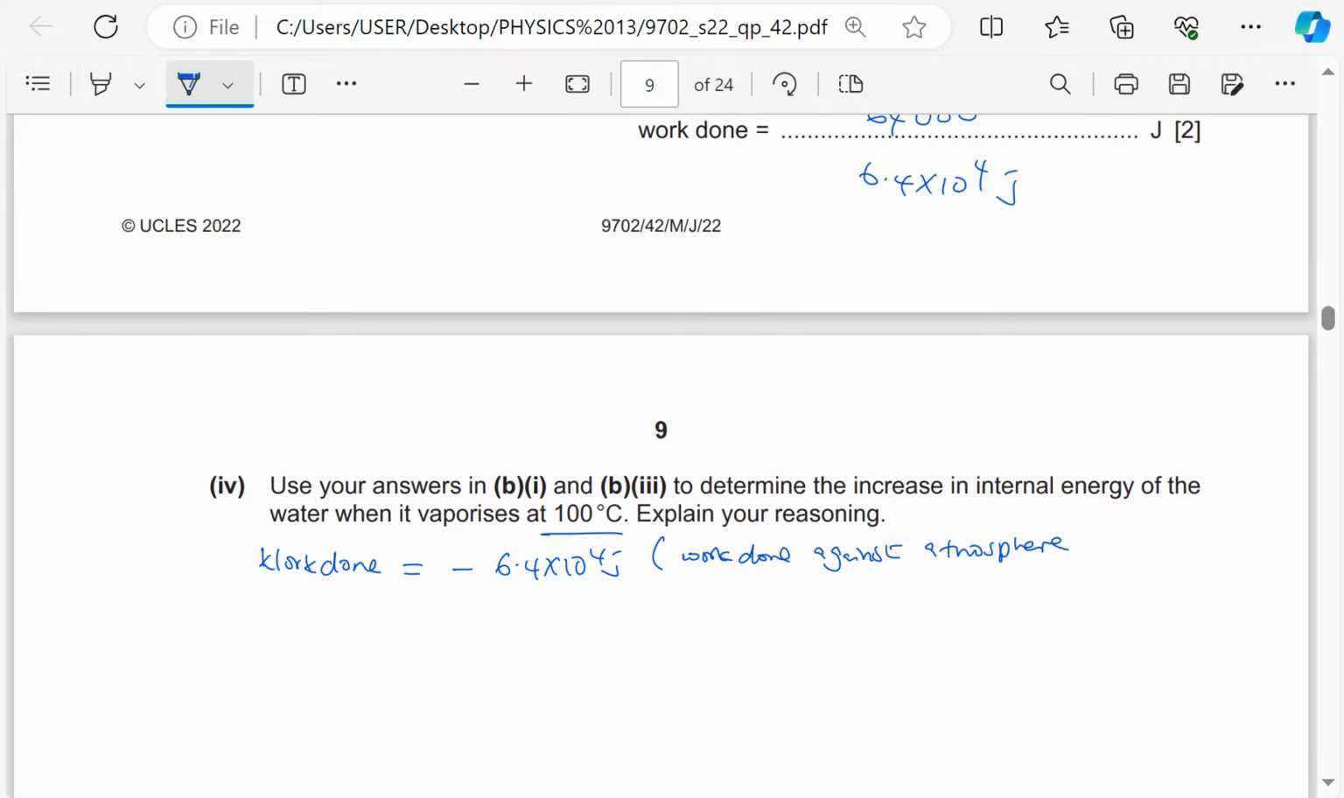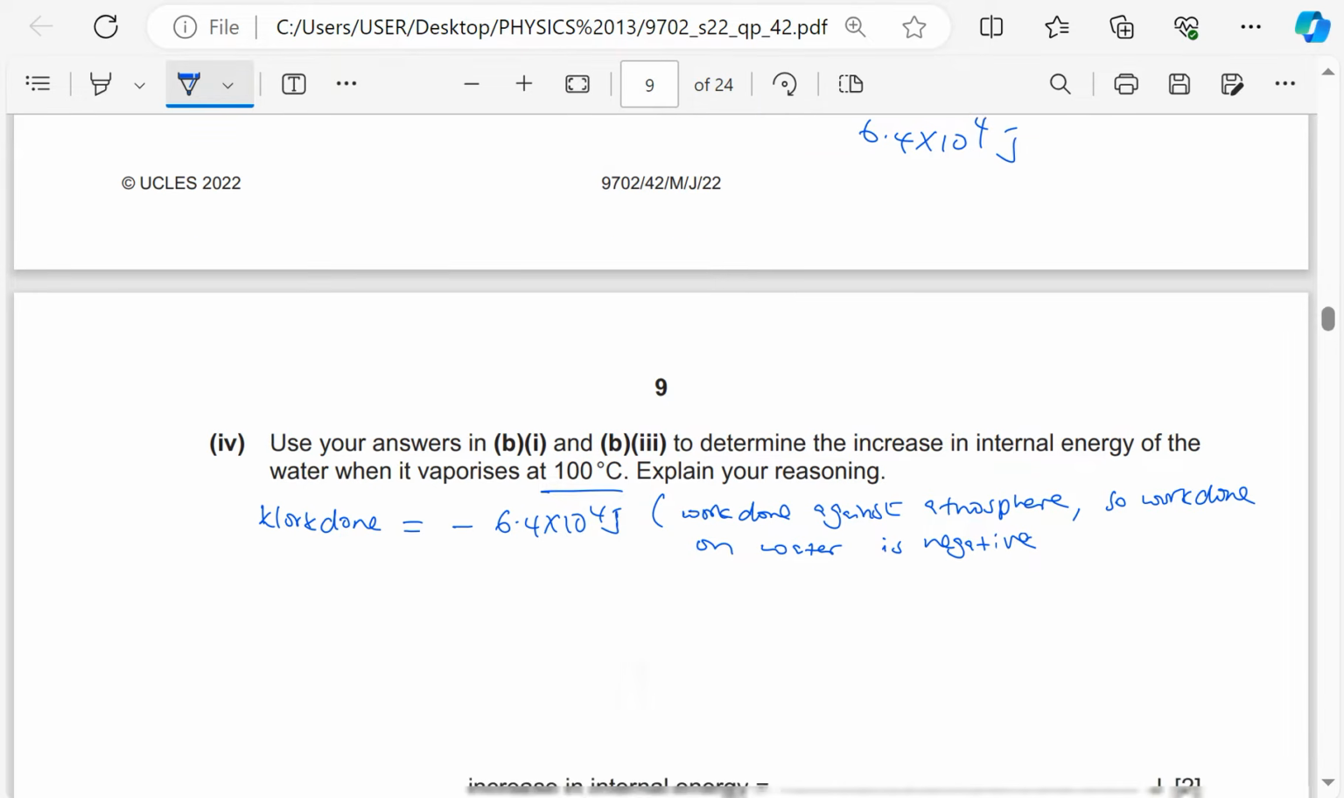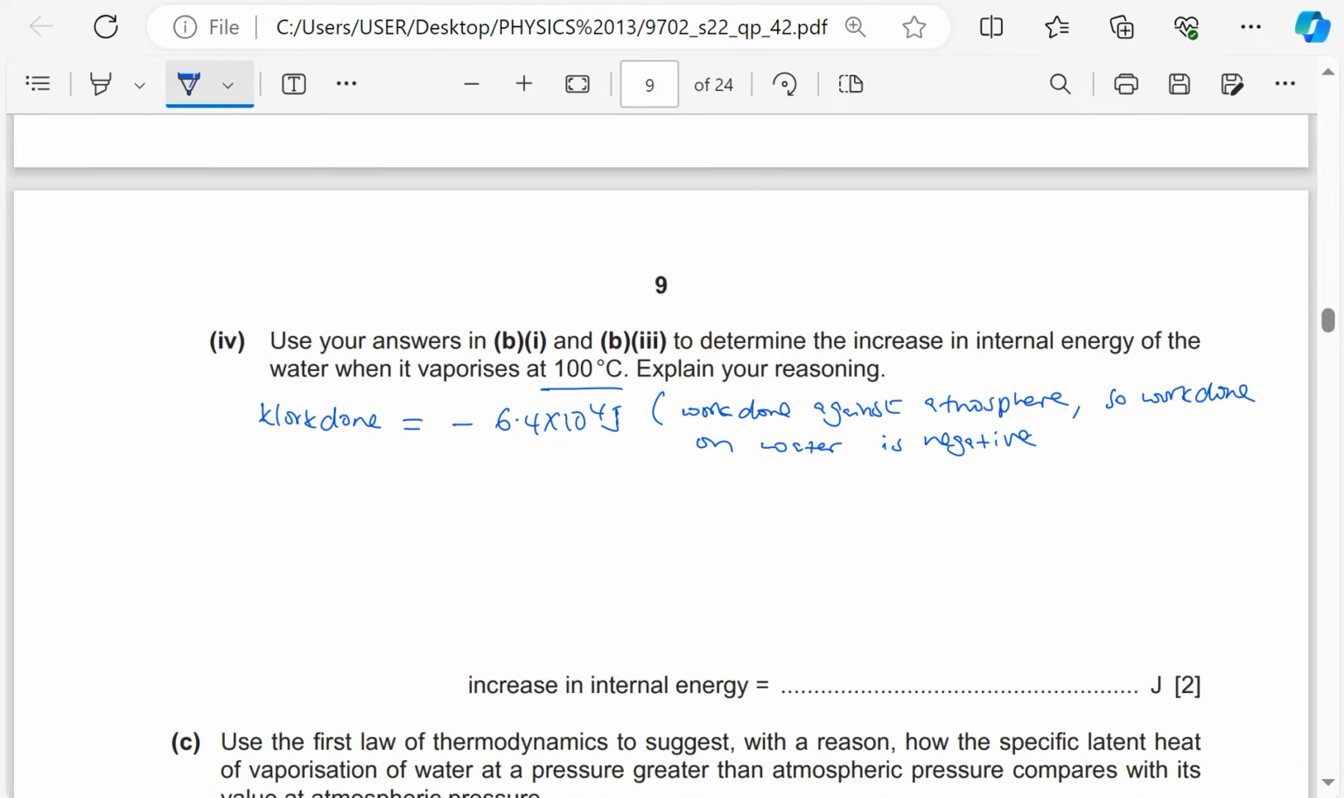Work is done against the atmosphere. So the work done on the water is negative, because there was an expansion. It is the water which is doing work to the surroundings. So the work done on the water itself is going to be negative. So it will be negative 6.4 times 10 to the power of 4 joules.